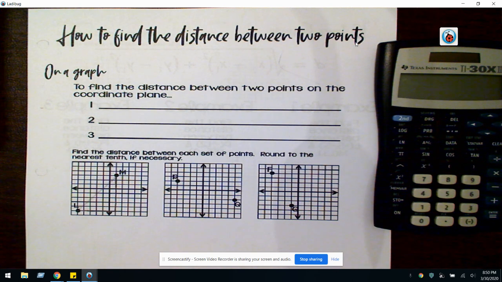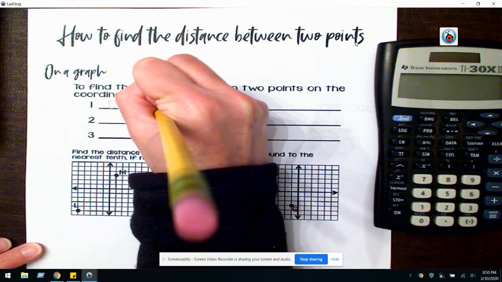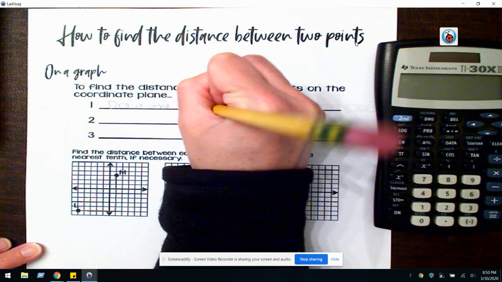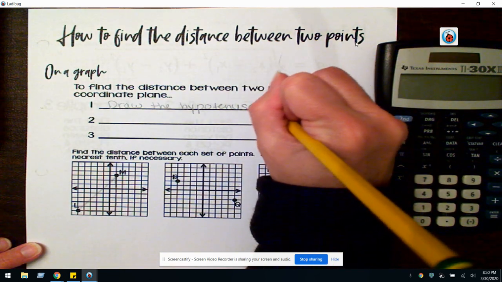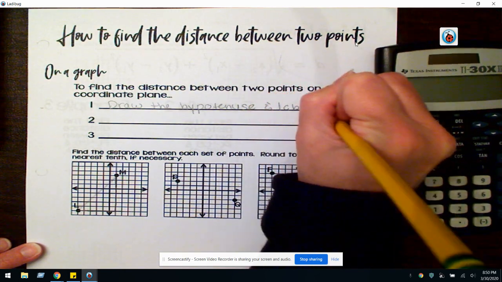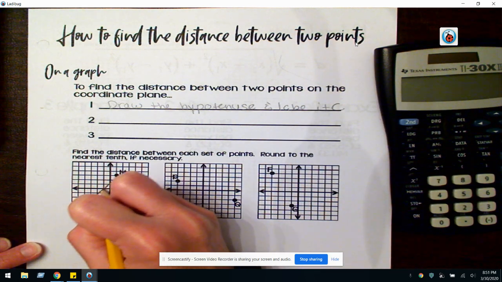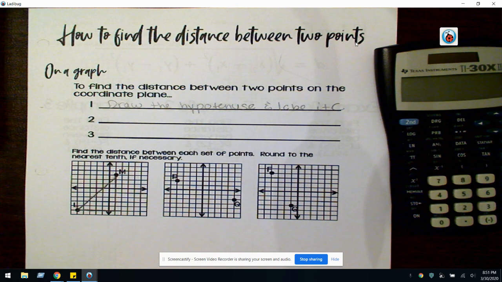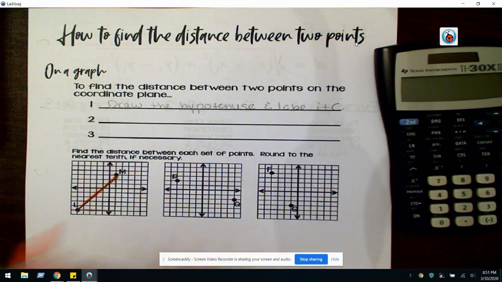So the steps that you take to actually find the points are going to be listed up here. So what do we do? Well, first we draw the hypotenuse, and we label it C. So that would be this right here. This is our hypotenuse. It's the distance from L to M. I'm going to use one of my kids' crayons to make it nice and bright for you.